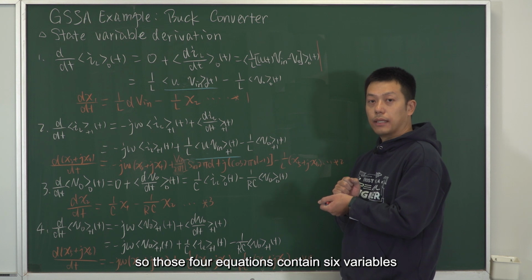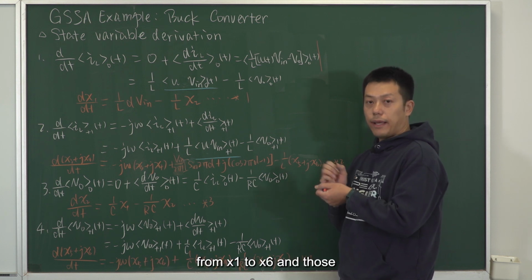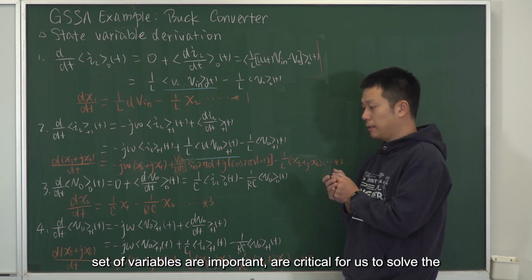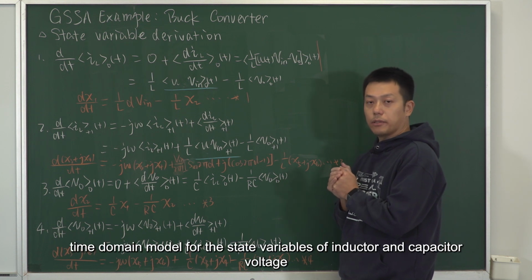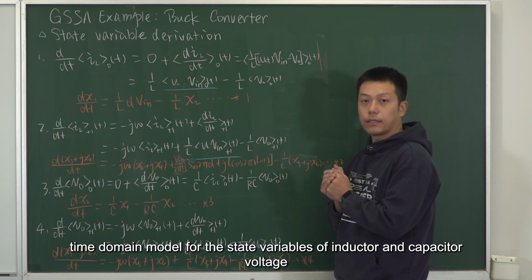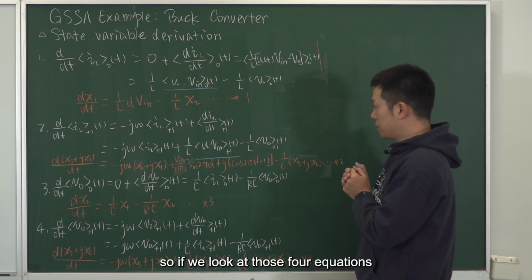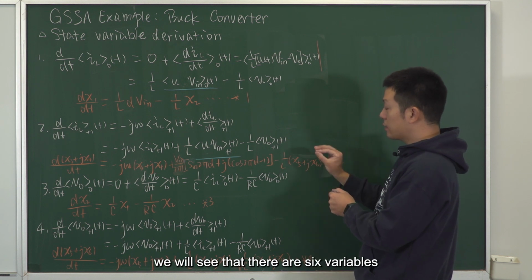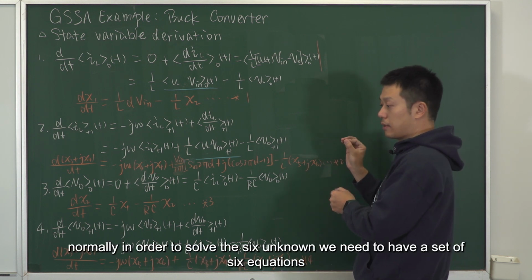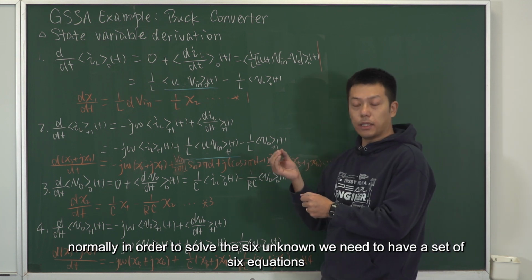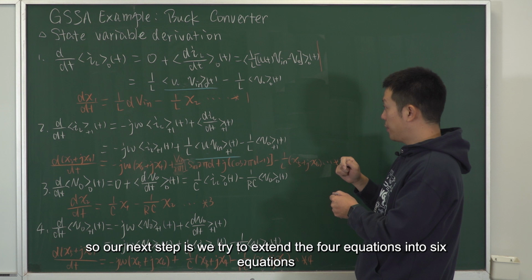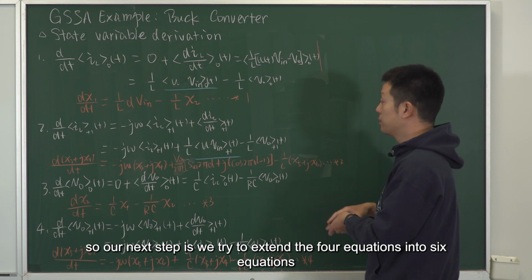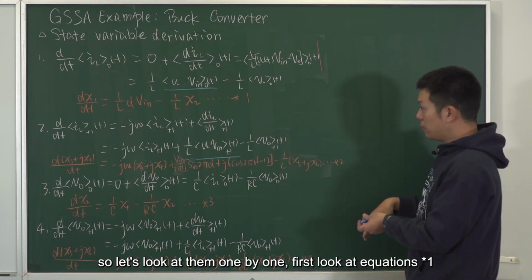So those 4 equations contain 6 variables from x1 to x6. And this set of variables is critical for us to solve the time domain model for the state variables of inductor current and capacitor voltage. So if we look at those 4 equations, we will see that there are 6 variables. Normally, in order to solve 6 unknowns, we need a set of 6 equations. So our next step is to extend the 4 equations into 6 equations. So let's look at them one by one.